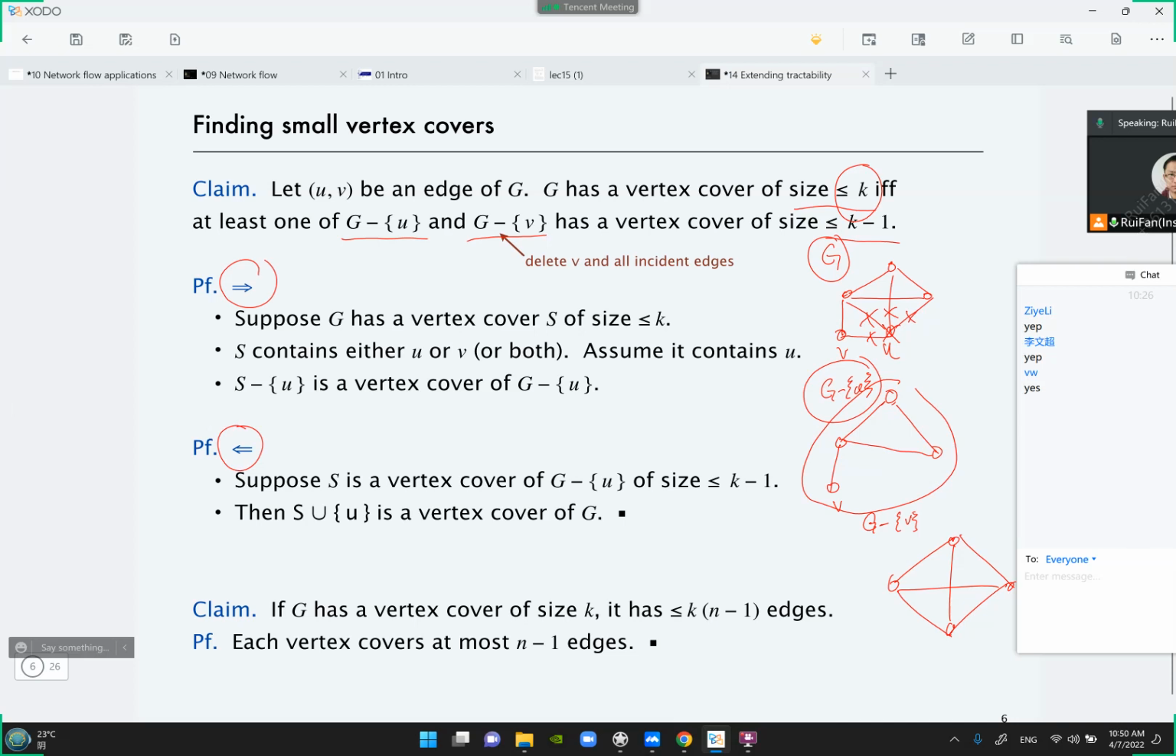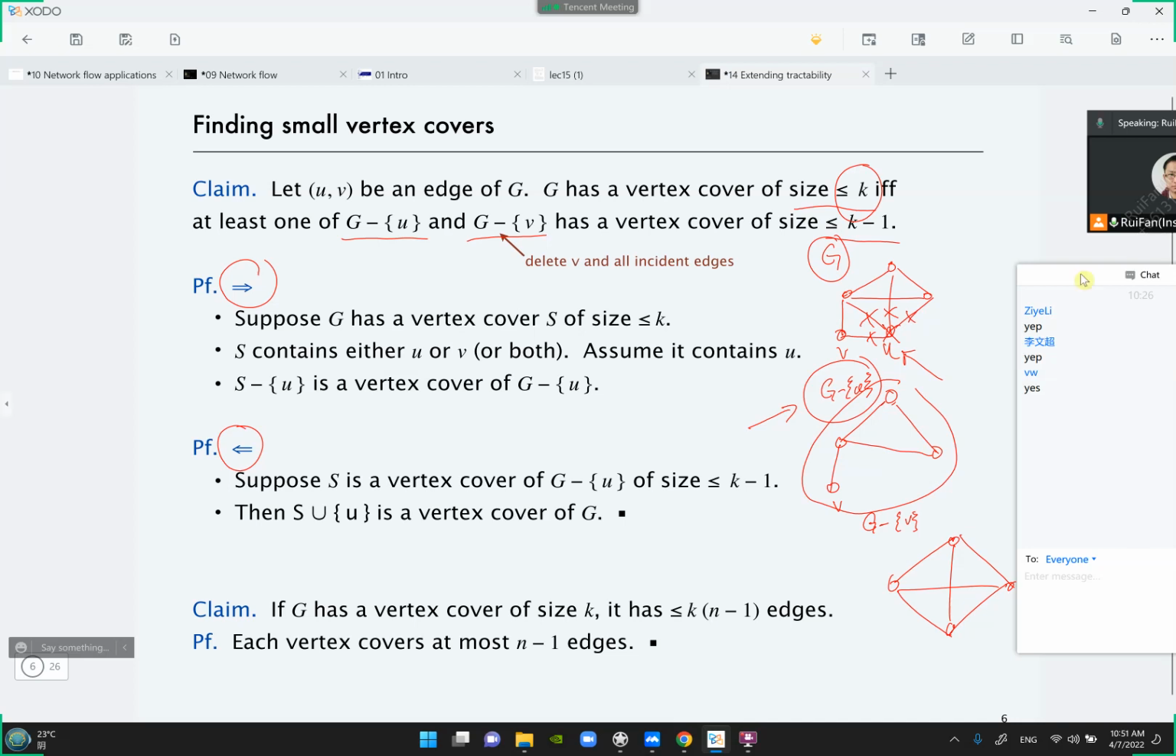And for this other direction, suppose you can actually cover this G minus U graph using k minus 1 nodes. Well, then if you just add back this U node, you can cover this entire graph G using k nodes, because now you can cover all of these edges which were adjacent to U using this one extra node. So therefore we have this claim.